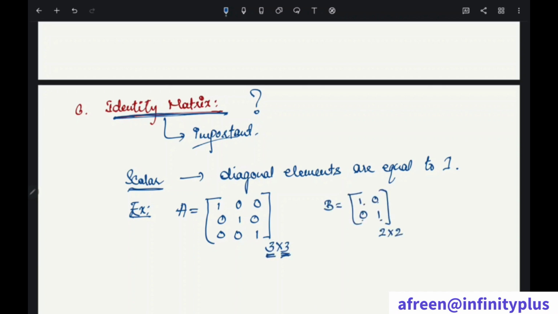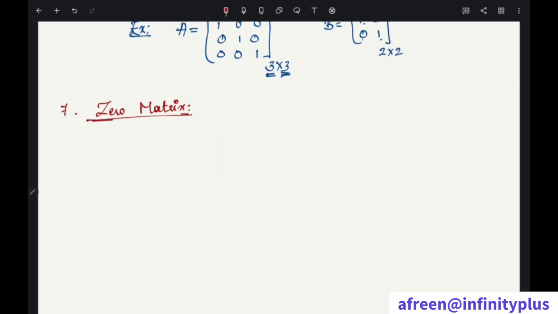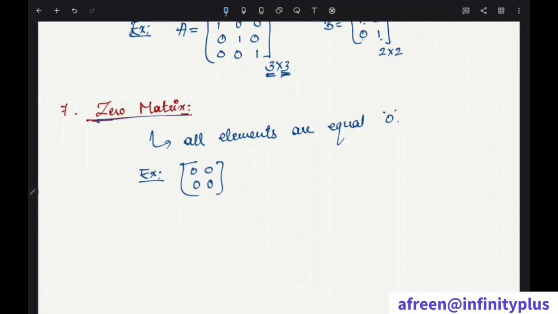Last but not the least, let's learn another most important type of matrix. Yes, it is the zero matrix. Any matrix where all the elements are equal to 0. Take an example. I am taking a 2 cross 2 matrix. I'll take it as 0 0 0 0.